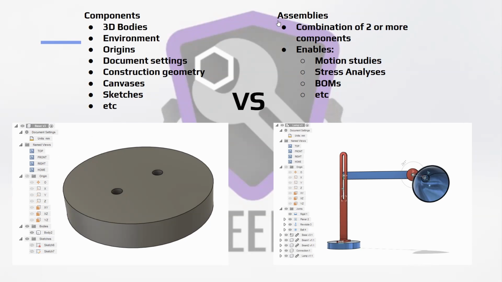Assemblies, on the other hand, on top of having its own environment, origins, etc., also contains 2 or more components. For example, if we wanted to fasten the nut and bolt that we created in the last episode, we could do this through an assembly. By creating these assemblies, we get to create motion studies to help understand how different components will interact with one another, as well as being able to perform stress analyses and create bill of materials, which are particularly necessary for manufacturing. Assemblies are an extremely important aspect to get familiar with in our CADing softwares.